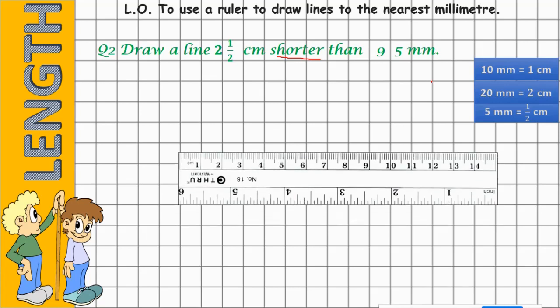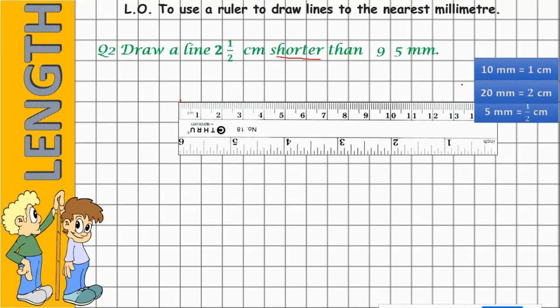So let's place the ruler, mark a 0 point and see where 95 millimeters is on this scale. If you could point it out. Alright, it is right here. But our line has to be shorter. So we are going to do skip counting backwards or forwards. Yes, we should be going backwards. Why? Because it is shorter, we have to subtract this 2.5 from this 95. Alright?